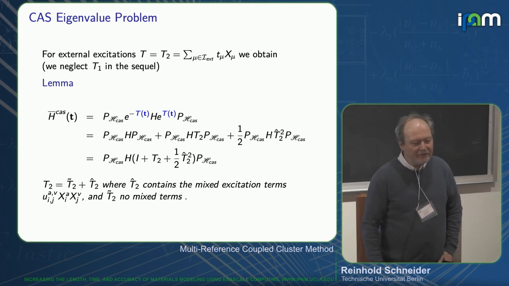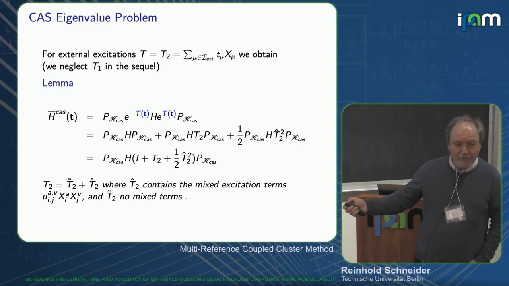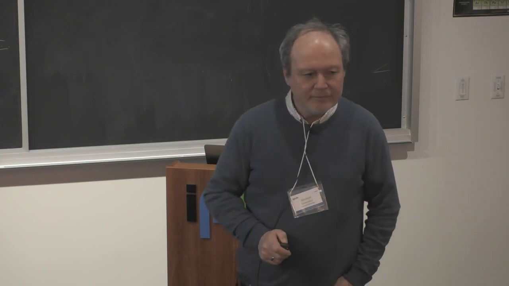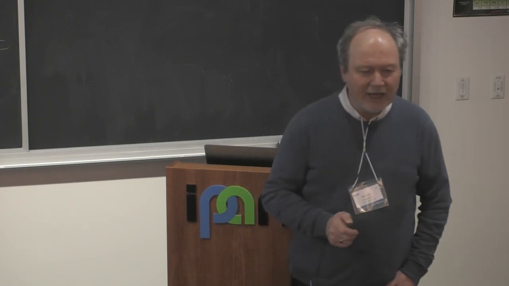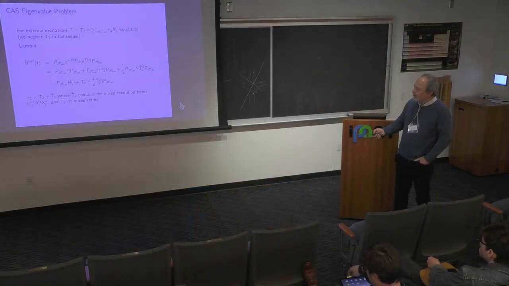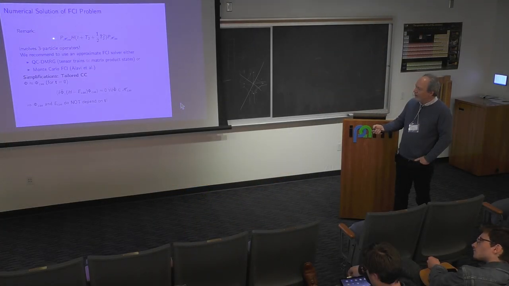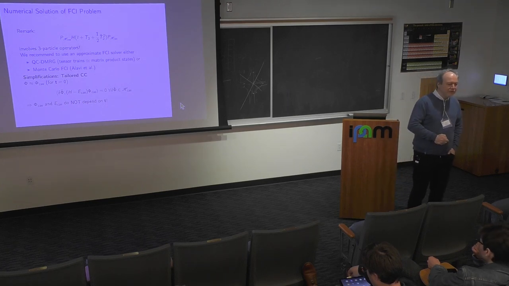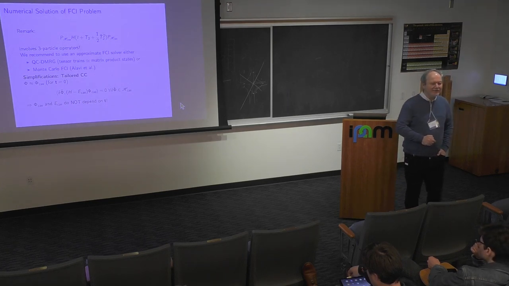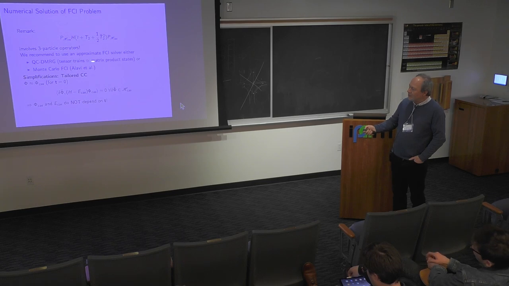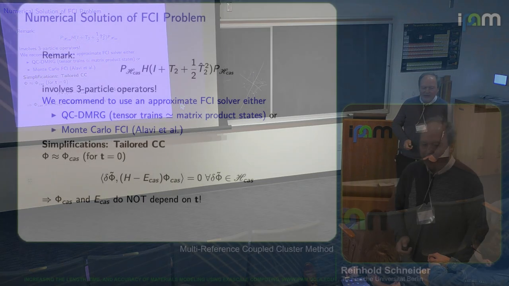My recommendation, if you are now looking for excited states and so on, is that you should make the CAS space much larger. You can really deal with a larger CAS space. But then you have to solve your full CI problem, and then you need an efficient full CI solver. That's the reason why I am interested here. One possibility is to use DMRG, which is tensor networks, QC-DMRG.